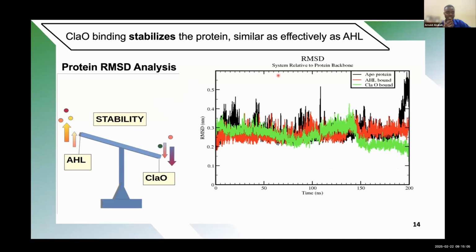We went ahead to see how stable the binding of the LasR protein with CLA-O was across the 200 nanosecond timescale. Yes, we saw that in red, we have the AHL, the native ligand bound to LasR, in green, we have the CLA-O, and in black is the apoprotein, the LasR protein which has not been bound. And we see that CLA-O exhibits stable binding throughout the simulation until about 150 nanoseconds, where it significantly drops, right? While, as expected, the AHL, the native ligand, exhibited stable binding throughout. And so we see that CLA-O, although it stabilizes the protein, after some time the stability reduces as compared with the AHL.